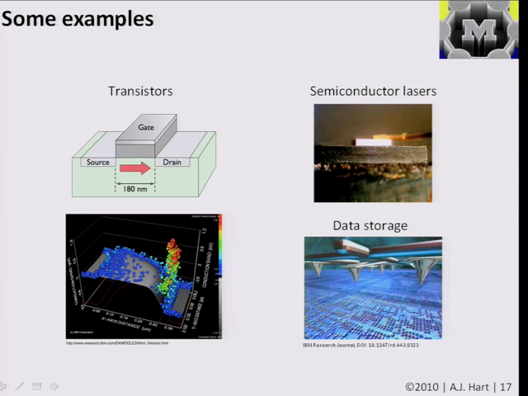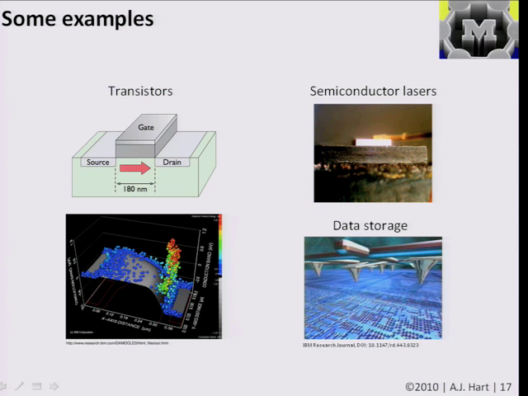And here's a typical transistor. You have a source and a drain, and you apply a voltage here, and that allows current to flow from here to here. And as the electrons go from the source to the drain, they have a lot of energy, and when they reach it, they deposit that energy.